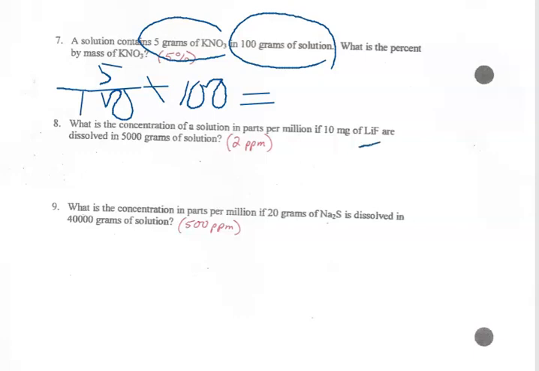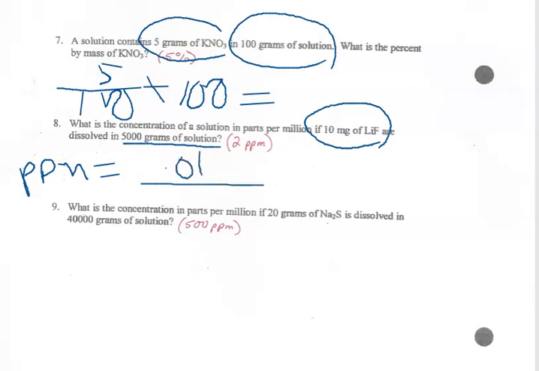For number 8, we're looking for parts per million. We have 10 milligrams of lithium fluoride in 5,000 grams of solution. Well, the 10 milligrams is already incorporated, so for parts per million, we just have to change the 10 milligrams into grams. We're going from milli, we're going back, we're sliding 3 decimals to the left, so it's 0.01 over 5,000, and that's going to be times 1 million.